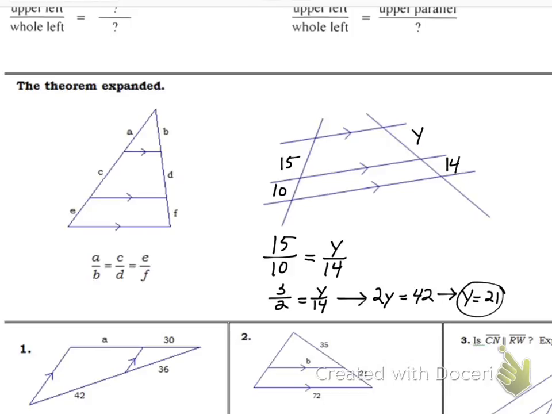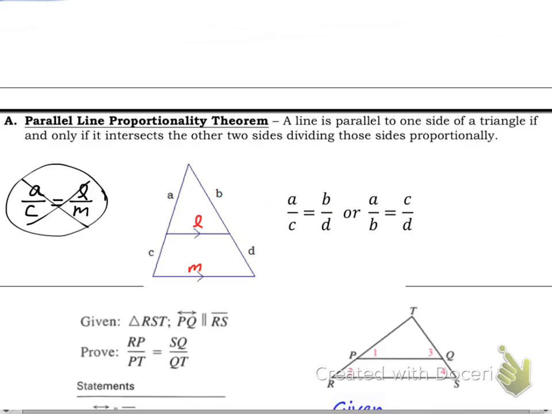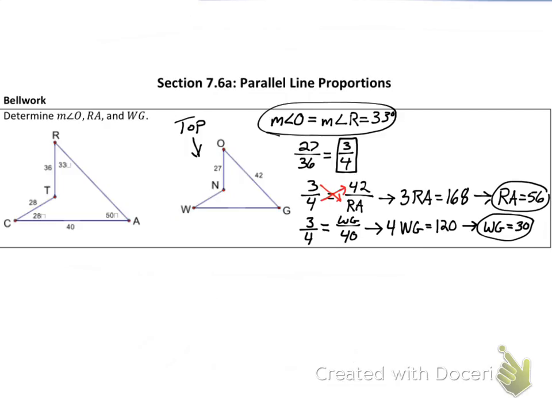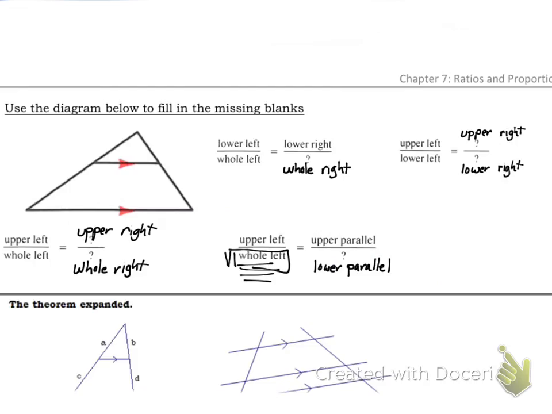So we don't even have to have a triangle to use this property. It works with just three parallel lines. And if you notice, that's kind of how that theorem starts out. It doesn't start out if you have a triangle. It says, a line is parallel to one side of a triangle. So it starts out with a line being parallel. That's the most important part of it.